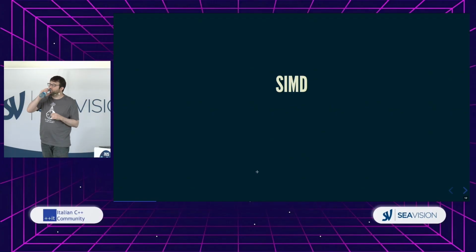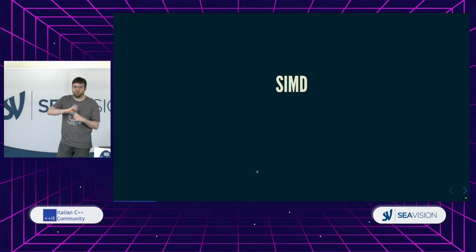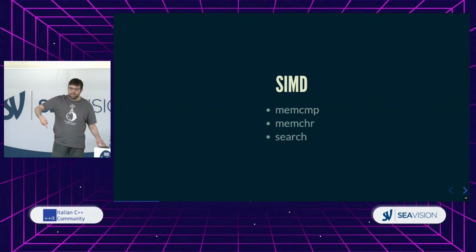Then let us talk about SIMD. It's okay if you don't even know what the word SIMD stands for. I'll explain. But let's see the plan first. Substring search is quite a lot to take from the beginning, so we're going to start simpler. We're going to start from memcmp. Then we're going to look at memchr. And only then we're going to do search.